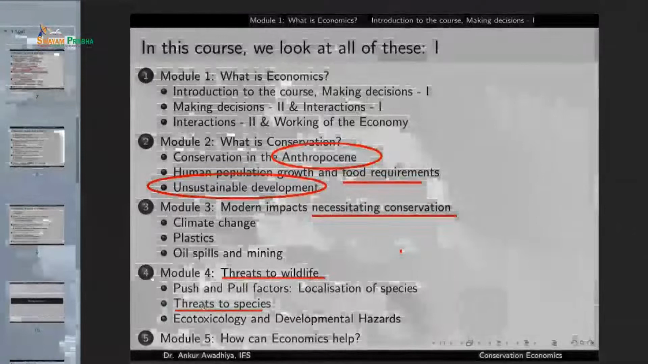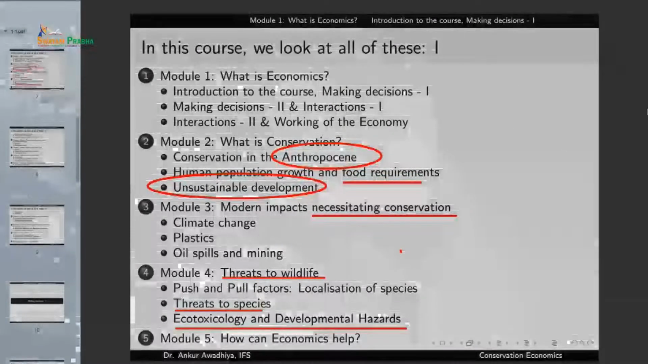And here we will also talk about ecotoxicology and developmental hazards. What are the hazards of development? What are the kinds of toxins that we are releasing in the name of development? What are the negative impacts of those toxins? And what kinds of influences does it have on the working of the ecosystems? So that is ecotoxicology.